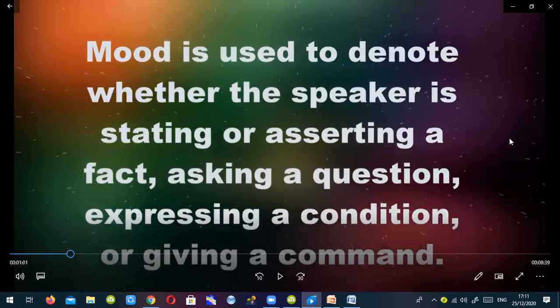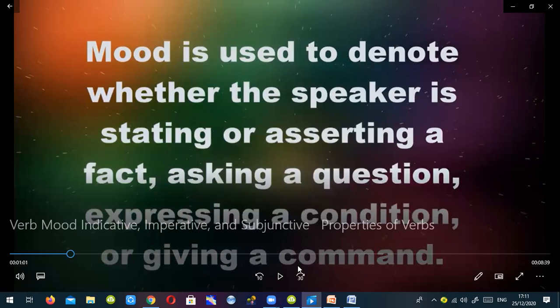Okay, you can see the function of mood here. As I discussed earlier, sometimes the speaker might be stating or asserting a fact, asking a question, expressing a condition, maybe the if-conditional you can see, or giving a command, right? Don't be confused, these are jargon for some of you, but these are very common things.